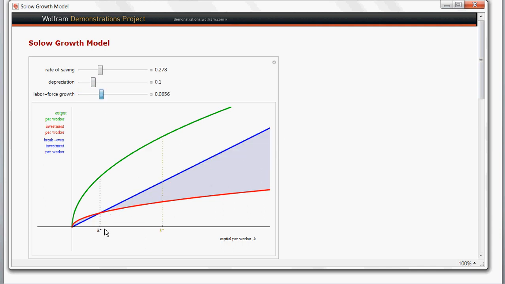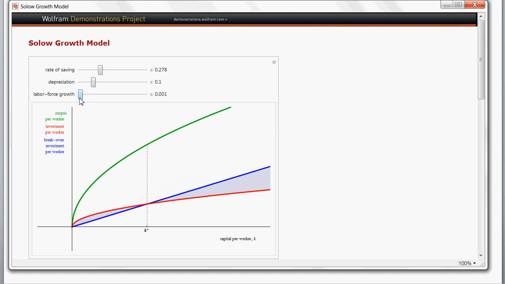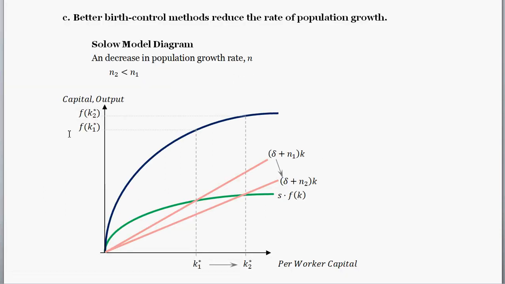So if we started off over here with this lower level of per worker capital, when we decrease the population growth rate, then per worker output per person is increasing. And per worker capital is increasing. So looking at that on the model, if we started off at this break-even investment line, this higher one here, and our savings, our investment curve is unchanged. So we start off at a steady state level of k star sub 1 here. Given the reduction in population growth rate, we shift down that break-even investment line, implying a new steady state level of capital, k star sub 2.